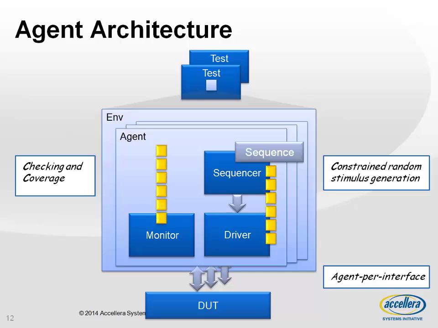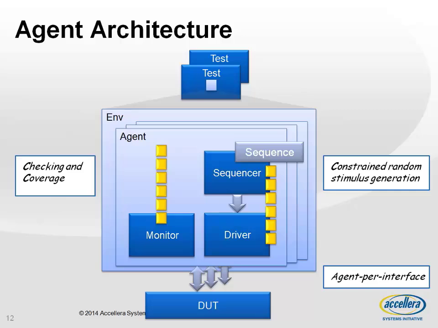So a sequence runs on a sequencer, generates transactions, sends them to the driver. The driver wiggles pins on our design under test. The monitor looks at all those pin wiggles on the design under test, assembles the pin wiggles back into the transaction again, sends those transactions back off to the rest of the verification environment for doing analysis. So we have here the main elements of constrained random coverage-driven verification.